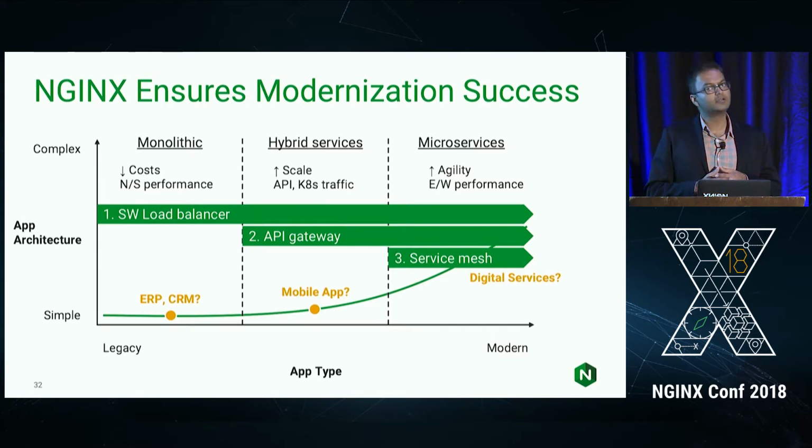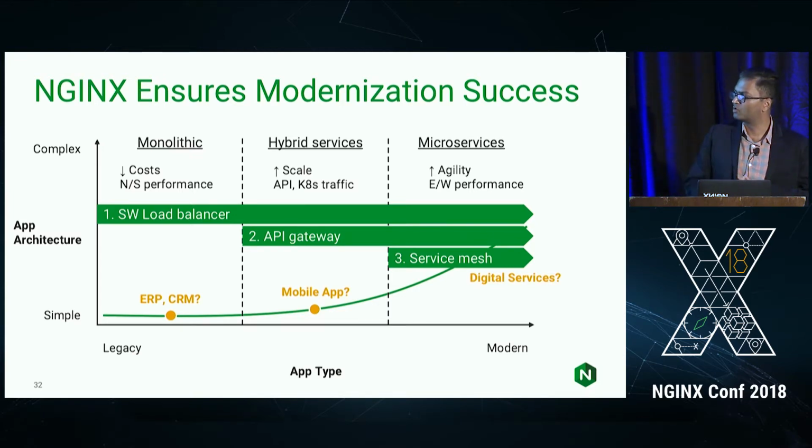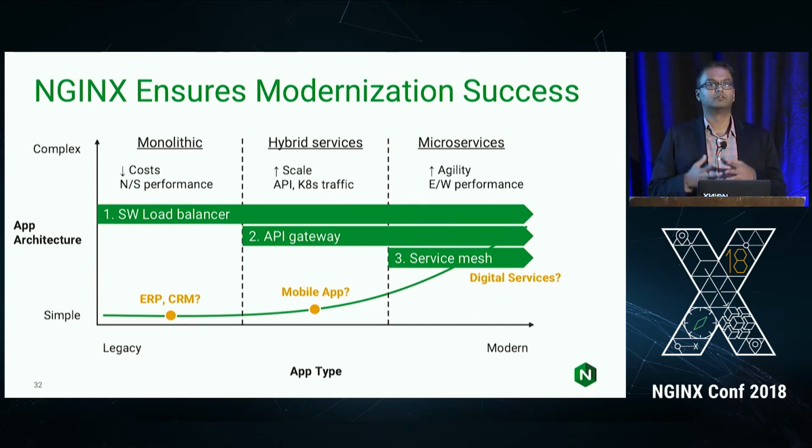Hybrid services, as you're thinking about opening up some of your applications by exposing APIs. That's what we mean by hybrid services. You're dabbling in containers, containerizing some of these applications, and you're using Kubernetes or APIs. So let's say a mobile app, that's where an API gateway would be helpful. And finally, microservices: completely cloud-native applications, born in the cloud, distributed, for newer apps and digital services. That's where NGINX as a service mesh can be helpful.